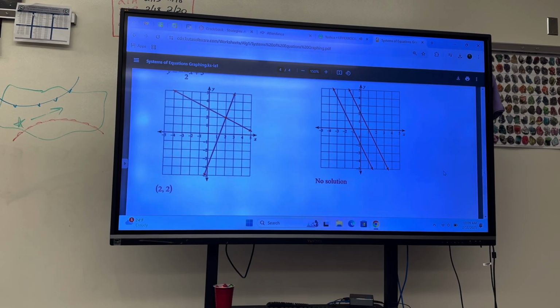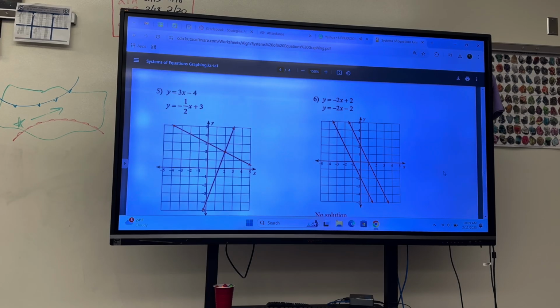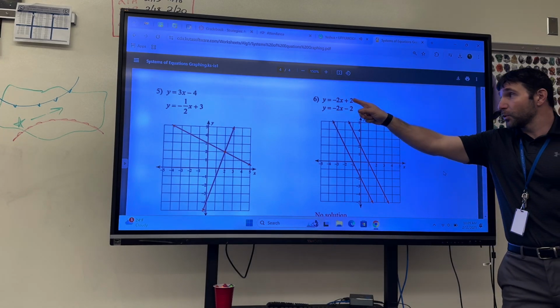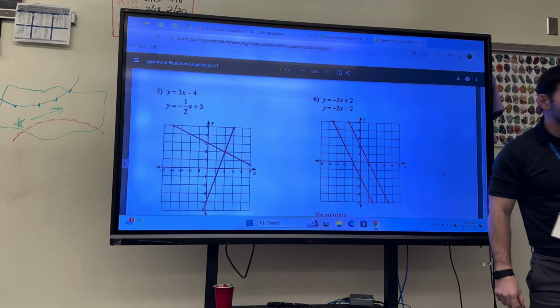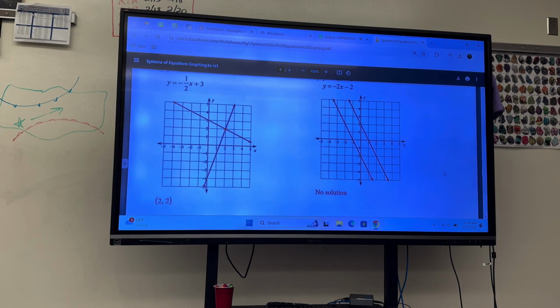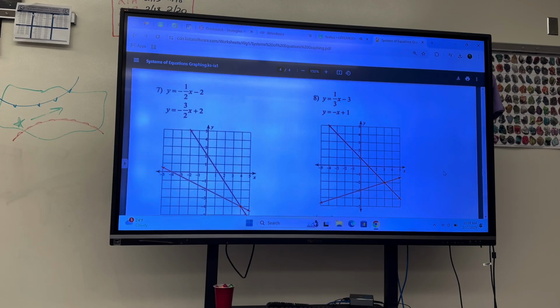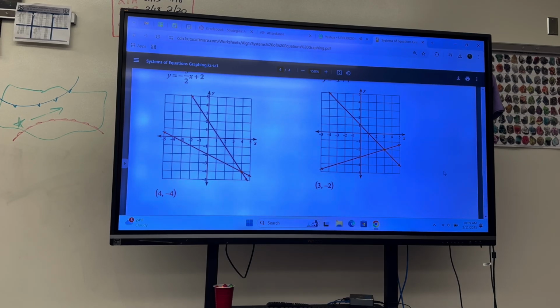Okay, 5 and 6. 6 is no solution because the lines are parallel. How do I know that? Well, notice how the slopes are the same, but the y-intercepts are different. When the slopes are the same, but the y-intercepts are different, you get no solution because they'll never intersect. Our whole purpose is, do they intersect? Last 2, 7 and 8. What questions do we have? Anybody?